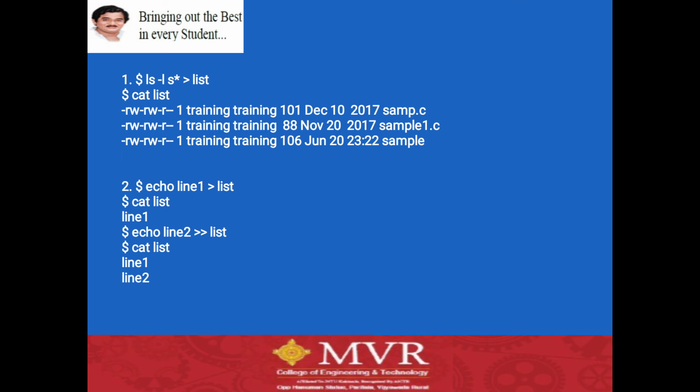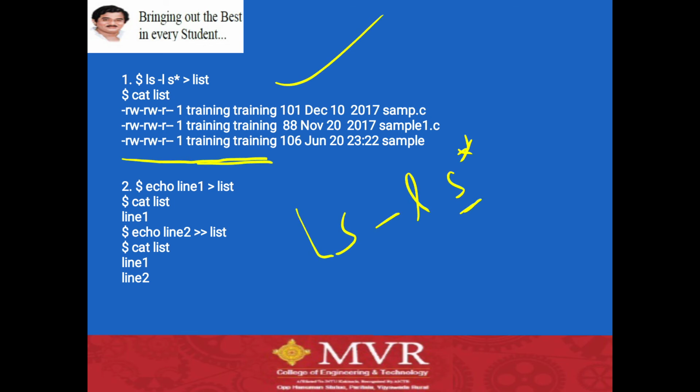Here, see the first example I am discussing, about the single greater than symbol, that is ls minus l s star. What it does is it will display all the file names which are starting with s. That is the long list it will display. That means it will display all the information of the file: size, type of file, permissions. See the output: type of file and permissions, then number of links, owner name, group name, then file size, date and time of creation, and last it will display the file names also.